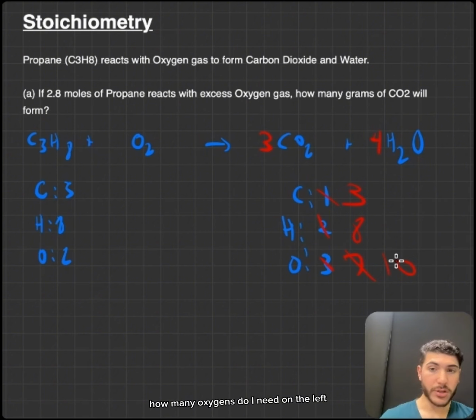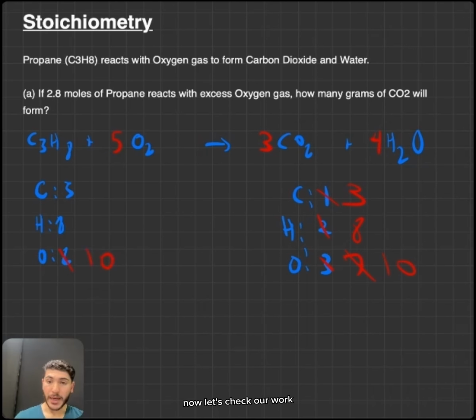How many oxygens do I need on the left to get 10? The only way I can get 10 is by putting a 5 over here. 5 times 2 is going to give you 10. Now, let's check our work. We have 3 carbons from the propane, 3 for 3, correct? We have 8 hydrogens on the left, 4 times 2 is 8. And we have 10 oxygens on the left, 5 times 2 is 10. And on the right, 3 times 2 is 6, 6 plus 4 is 10. So we have our balanced equation.